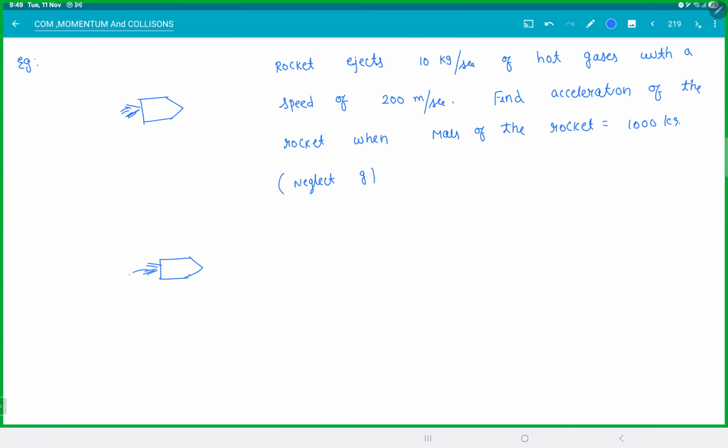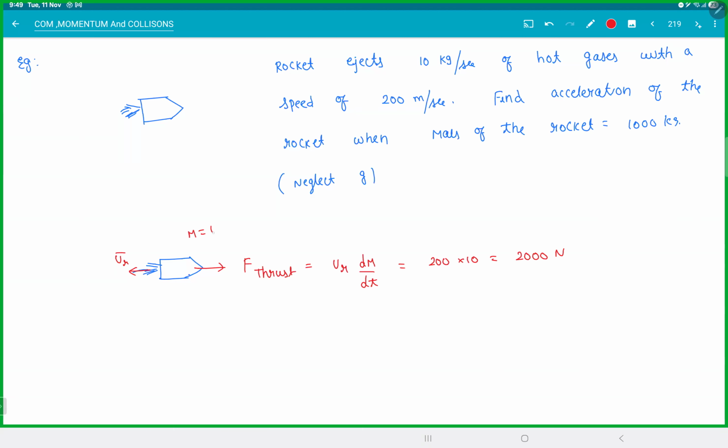Because the gases are coming out, this will generate a force called F thrust. That's it. You can just ignore all that and work with F thrust. F thrust is how much? Again, we're taking the magnitude. Because the gases are coming this way, U relative is opposite to it, so the minus sign is taken care of. It is U relative into dm by dt. U relative is 200 and dm by dt is 10 kgs per second. So that's 2000 newtons.